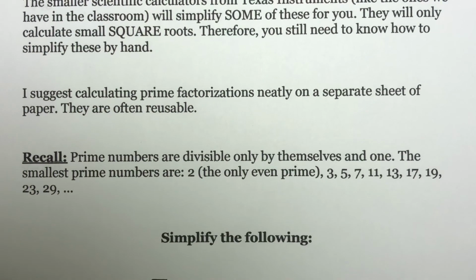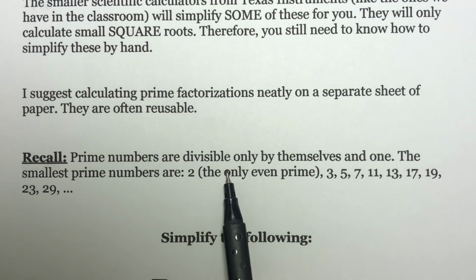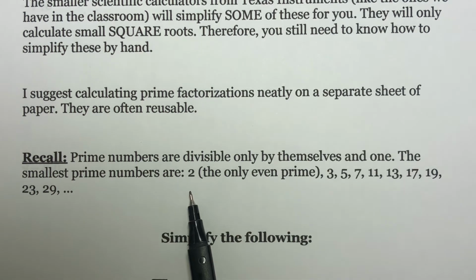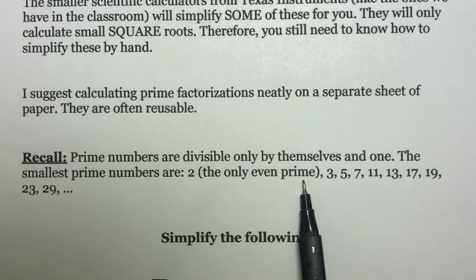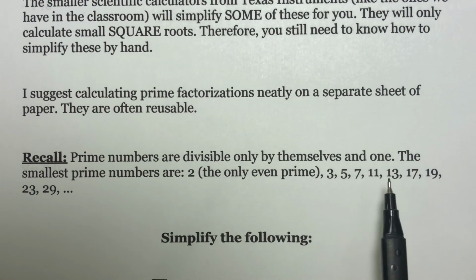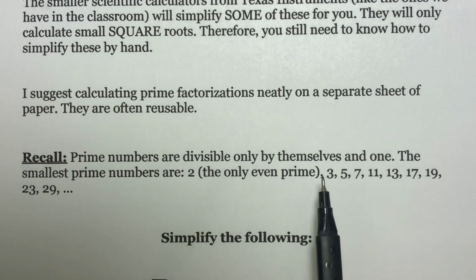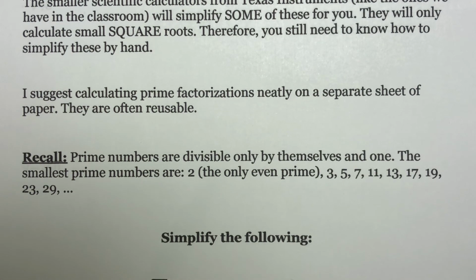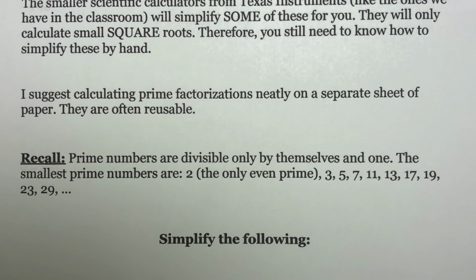And the definition of prime numbers: these are numbers divisible only by themselves and by 1. The smallest prime numbers are 2, which is the only even prime number, 3, 5, 7, not 9 because 9 is divisible by 3, 11, 13, not 15, because 15 is divisible by 3 and 5, 17, 19, 23, and so on. There are an infinite number of prime numbers. In general, though, they're going to give us things that have small primes in them so that they're easy to get the prime factorizations. We will talk more about this in the next video.